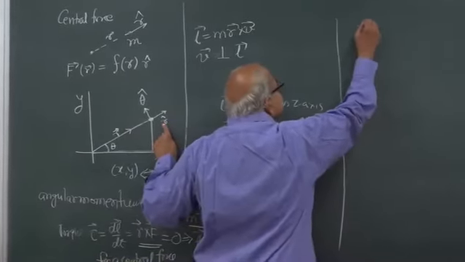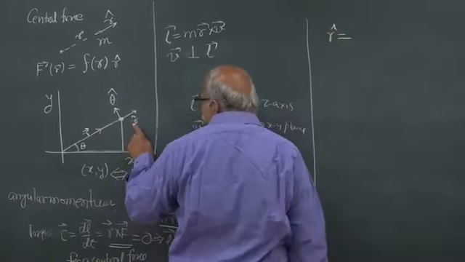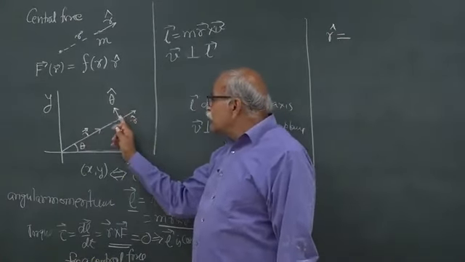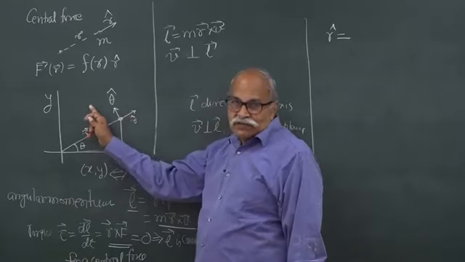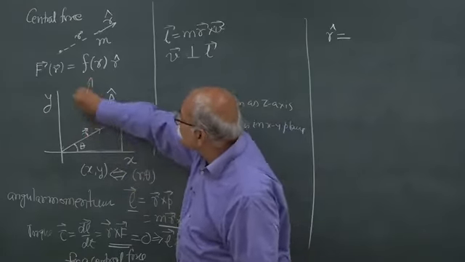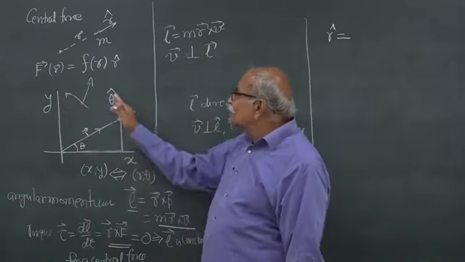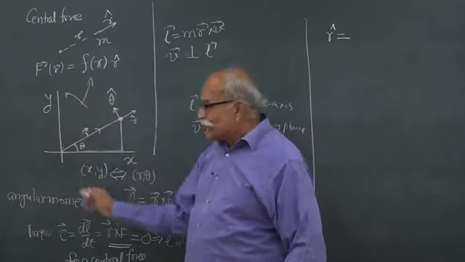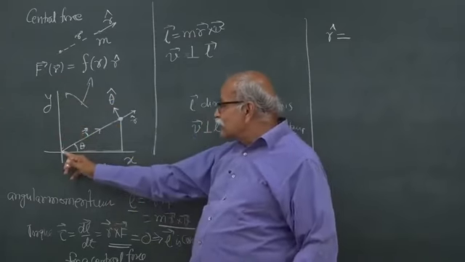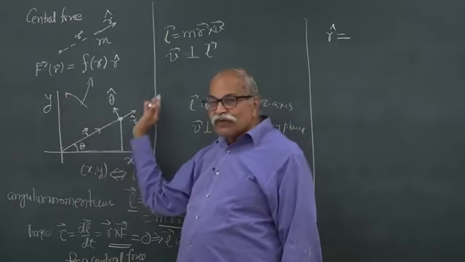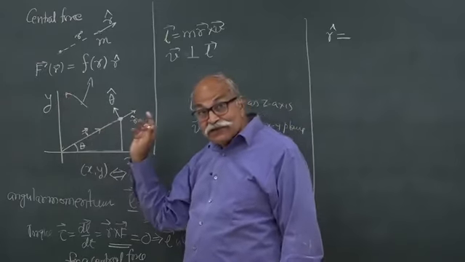What is this r cap in terms of i cap and j cap? Remember, this r cap and theta cap depend on where this point is. If the point is here, r cap is in this direction, theta cap is in that direction. These are not constant vectors, they depend on the position of the particle. i cap, j cap are constant, x axis is fixed, y axis is fixed, particle is moving. i cap, j cap are constant vectors.